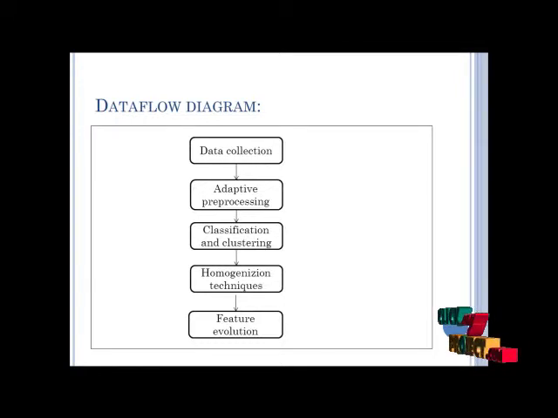Clustering is nothing but grouping in a similar manner. Then we go for the homogeneous technique. After classification and clustering, in the homogeneous technique, it identifies the data. Using the homogeneous technique, then we go for the feature evaluation. Feature evaluation records the mislabeled data, that is the feature evaluation.